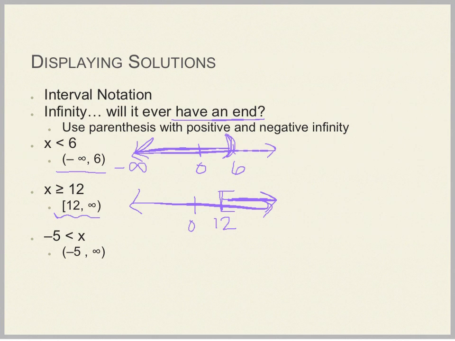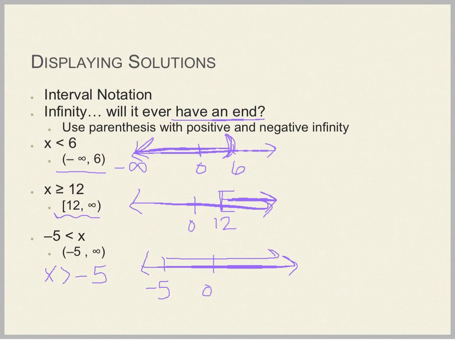And be careful on this last one. We're looking at negative 5 is less than x, which can also be rewritten as x's are greater than negative 5. Either way, we need to choose points that make sense with our inequality. So 0 is greater than negative 5, or negative 5 is less than 0. So we know we are going to be shading towards positive infinity, but not including negative 5. So we will be using a parentheses in our interval notation.